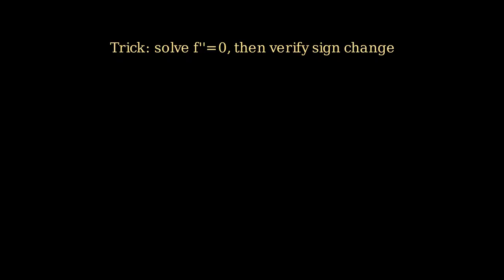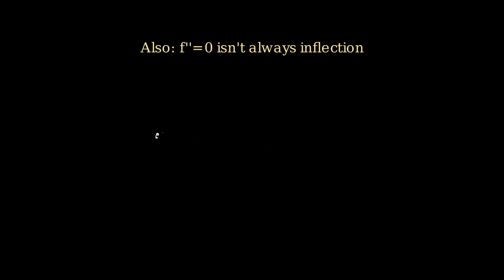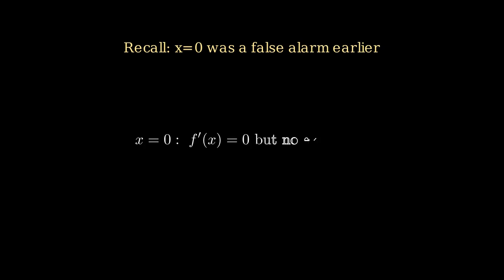This is exactly where learners trip up. They see f prime of x equals 0 and assume it must be a maximum or minimum, without checking whether the sign actually changes on either side. And separately, they see f double prime of x equals 0 and assume it must be an inflection point, again, without confirming a genuine change in concavity. Both shortcuts can lead you to the wrong conclusion, just like we saw with x equals 0 being a false alarm for the first derivative.